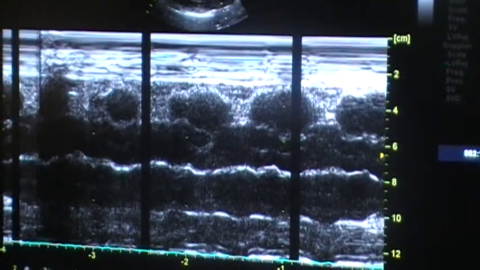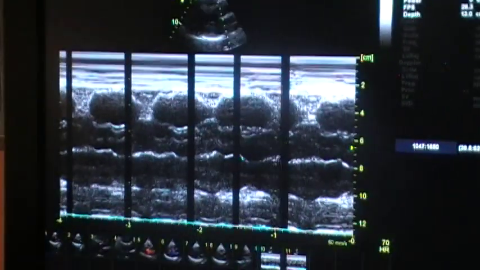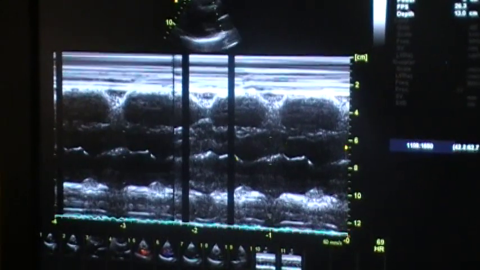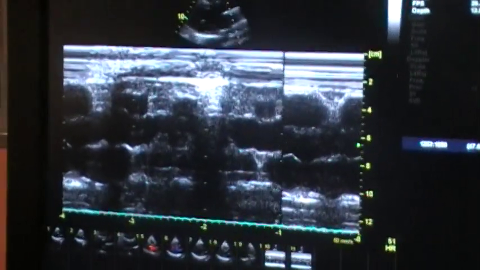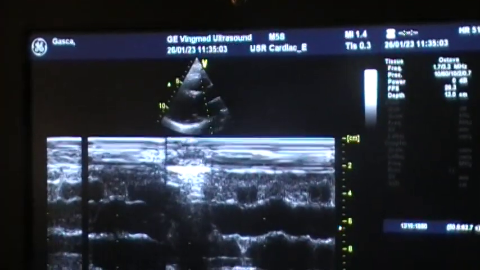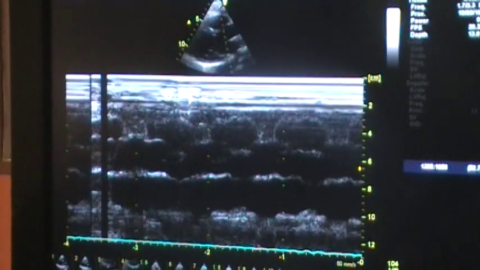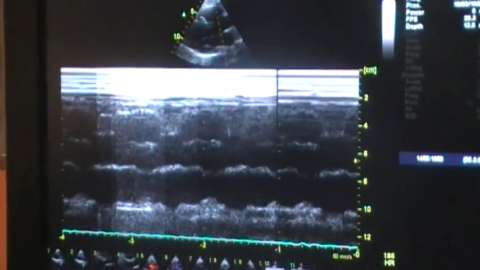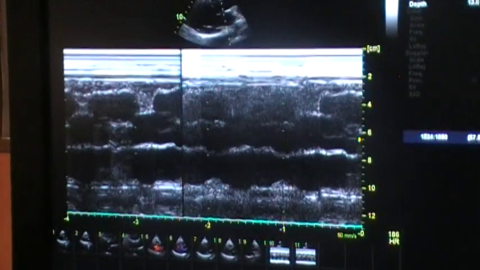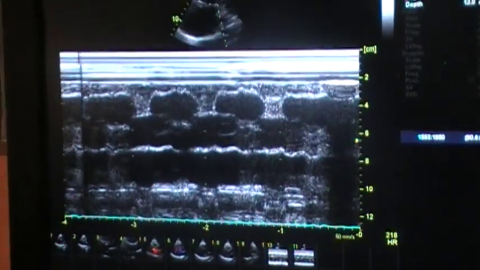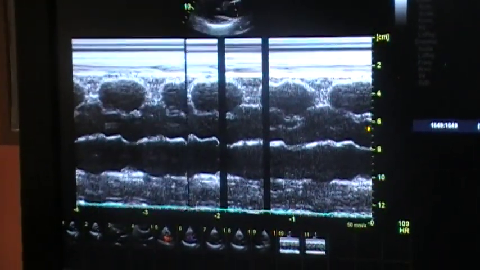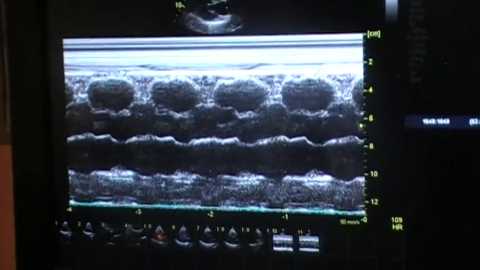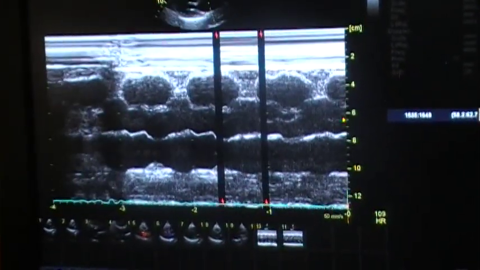And of course, with anything, the better your 2D pictures, the better your M-mode's going to be. Get it up here, it might be better. There we go. Might have caught one. So let's get it again.